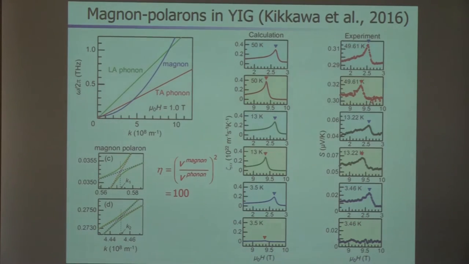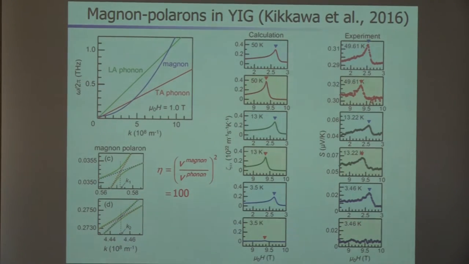And we see a beautiful agreement between theory and experiment. Right? Okay. And I should add that, in order to get this touching, we simply apply a magnetic field, because then we are shifting the magnon rigidly relative to the phonons. At different magnetic fields, we get this touching condition.